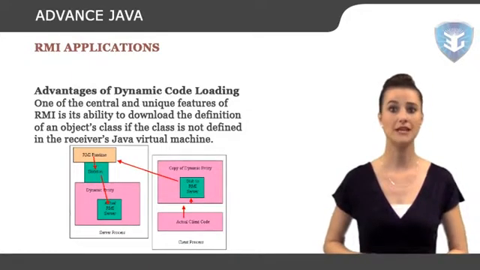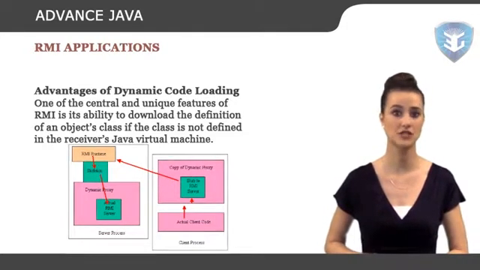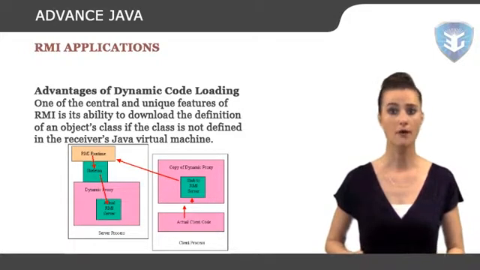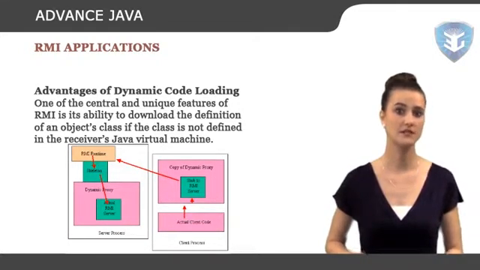Advantages of dynamic code loading. One of the central and unique features of RMI is its ability to download the definition of an object's class if the class is not defined in the receiver's Java virtual machine. RMI passes objects by their actual classes, so the behavior of the objects is not changed when they are sent to another Java virtual machine.